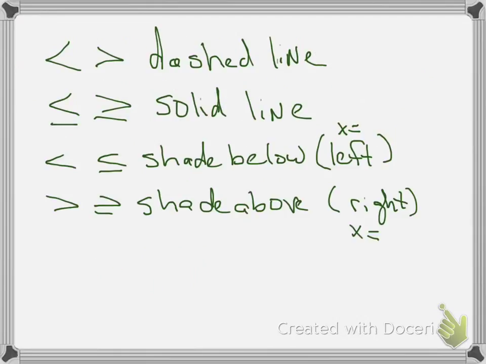Anyways, you might want to make sure you copy this down. If you've got no line underneath, make a dashed line. If you've got a solid line underneath, make a solid line. Shade below, or if it's x equals something, shade to the left. Or shade above, shade to the right. And you'll see what we mean with the first example. I would recommend pausing here because I will go to the next slide, so go ahead and pause if you need to copy this down.